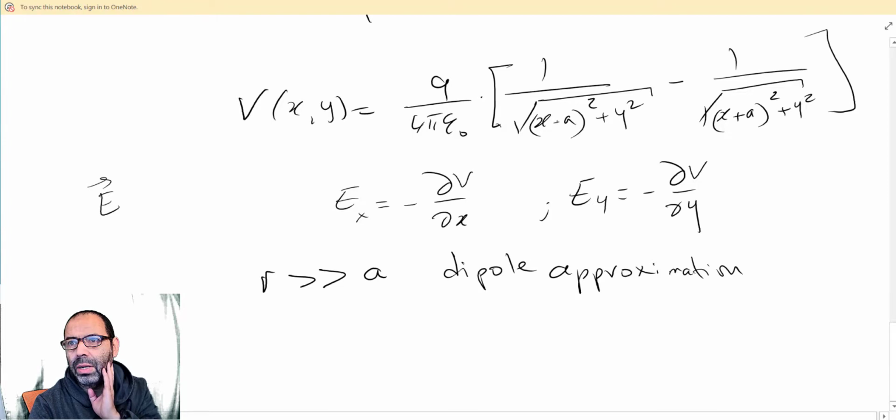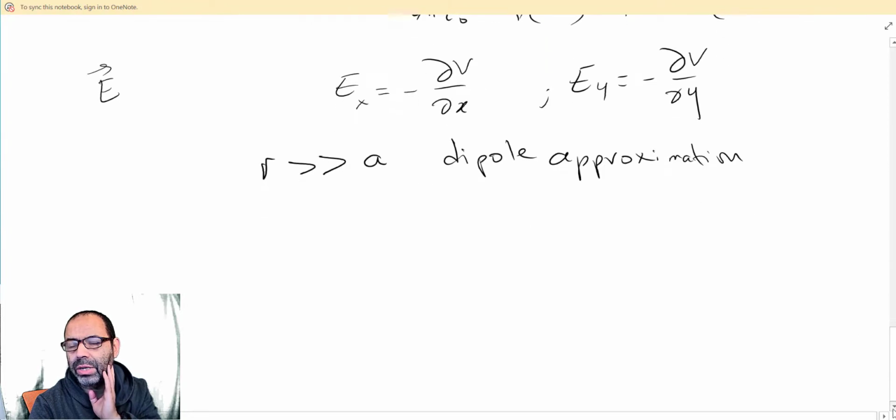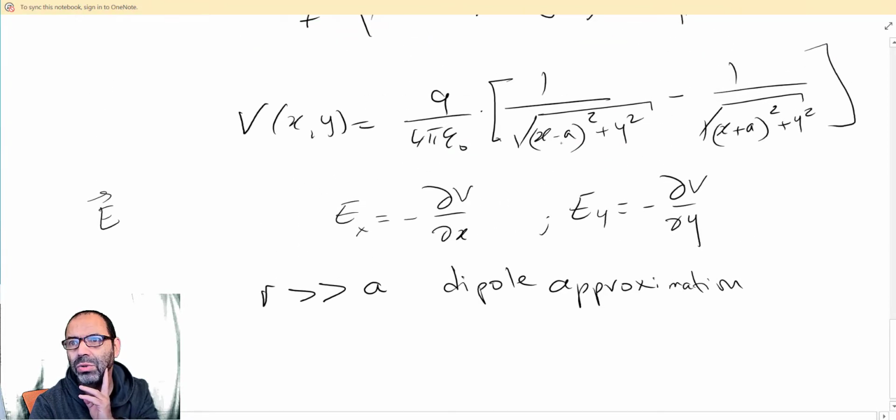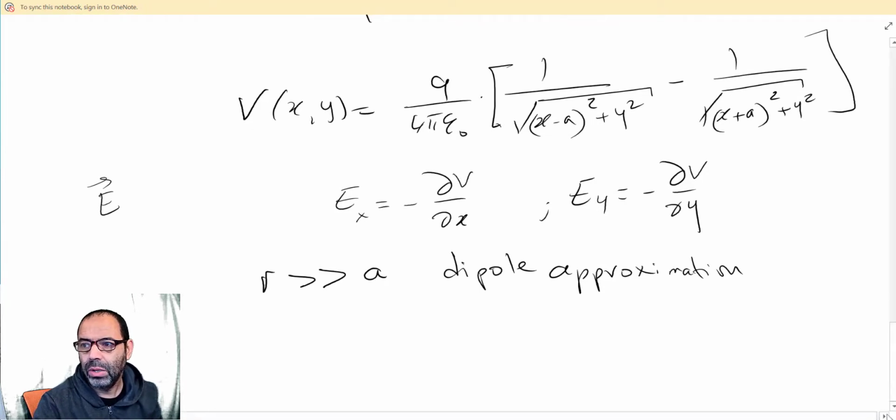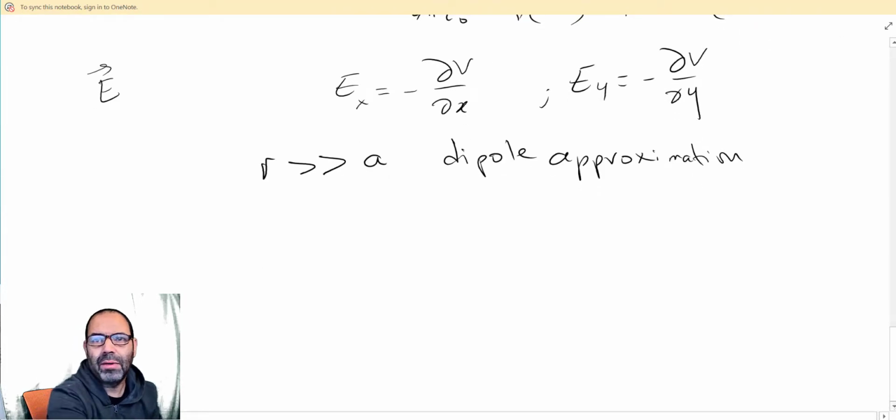There is an interesting thing in here: we're going to neglect any term of the order of a squared and higher, because a is usually a very tiny number compared to r in this approximation. So we're far away from the water molecule if we're studying molecules in general. Okay, so let's do that. That's where dipoles have applications.